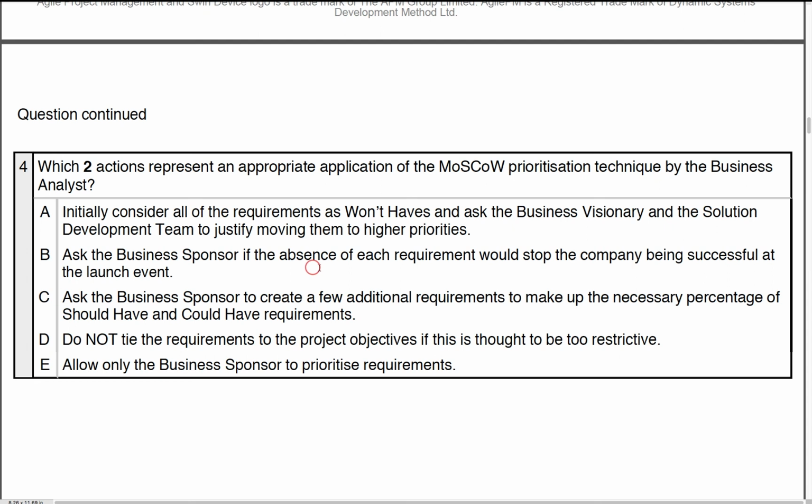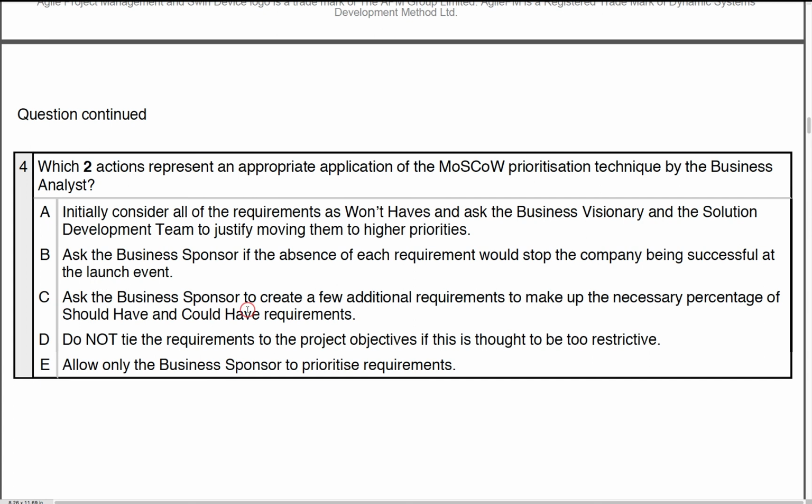Ask the sponsor if the absence of each requirement would stop the company being successful at the launch. Well, again, this is the business analyst's role, and they would be expected to do that, to challenge them and to ensure that each requirement is a must-have. Let's check the rest. So it looks like A and B are good answers, but let's check the rest.